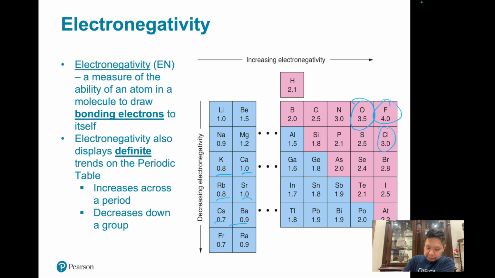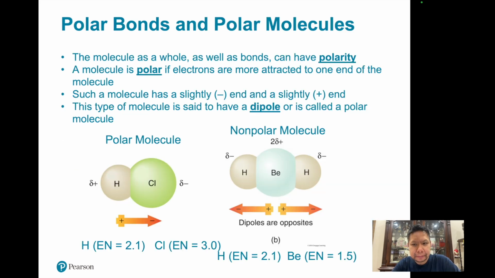So just one more time, as you go across the periodic table from left to right, and you go up the periodic table, those are where the stronger electronegativities are. As you go downwards, and towards the left, then the electronegativity is not as strong. It gets weaker.